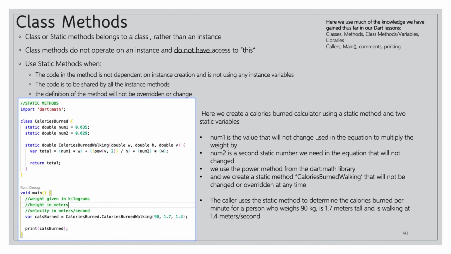It's a double. And then in our caloriesBurned static method, we have total, where we have num1 times the weight, v to the second power divided by the height, and num2 times the weight. And we come up with the final calculation when we print that. So it doesn't matter what values we put in. If you need a method to determine how many calories are burned when you're walking, we can use this again and again and again.